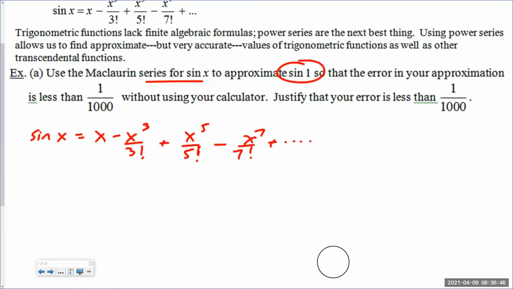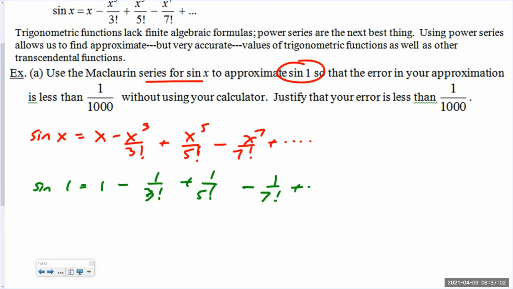Guys, if I have sine x, how do I get sine 1? Yeah, everywhere there's an x, you plug in 1. So what I get is sine 1 equals 1 minus 1 over 3 factorial plus 1 over 5 factorial minus 1 over 7 factorial plus dot, dot, dot. Now I have an estimate for sine 1. But they're telling me to estimate so that my approximation has an error of less than 1 over 1,000.